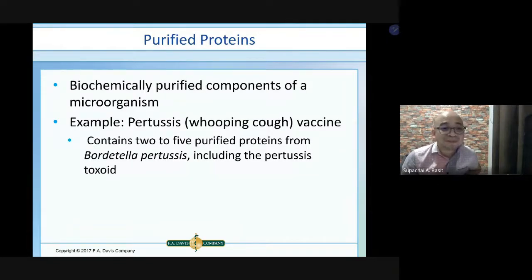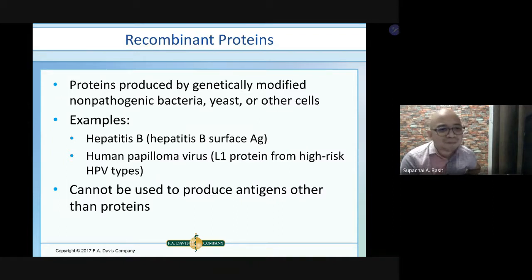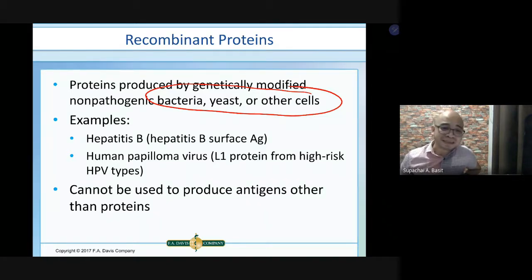Okay, so we also have the purified proteins because they are biochemically purified components of the microorganisms. So for example, the pertussis or whooping cough vaccine, which contains 2 to 5 purified proteins from Bordetella pertussis, including the pertussis toxoids. And then recombinant proteins, the reason why they are called recombinant is because they are genetically modified. So proteins are produced by genetically modified non-pathogenic bacteria, yeast, or other cells. We can actually genetically engineer these organisms to produce proteins. For example, the hepatitis B surface antigen and the human papillomavirus L1 protein from high-risk HPV types.